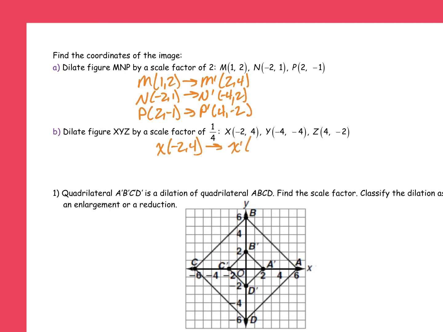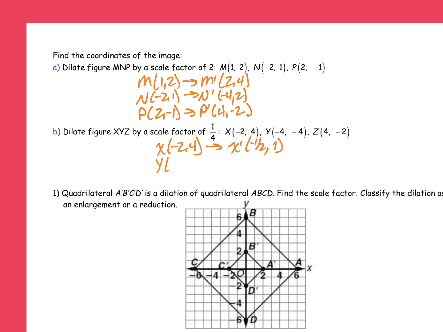So X prime becomes what? 2 candy bars, 4 friends. How much candy bar does each friend get? 1/2. And it's negative, so it's going to be what? -1/2. Beautiful. Okay, 4 candy bars, 4 friends. 1. Beautiful.